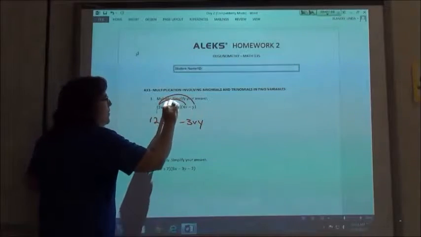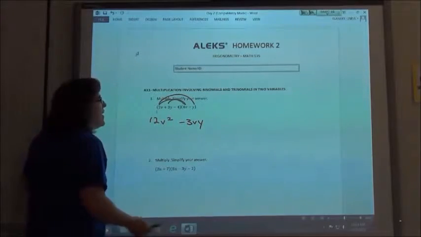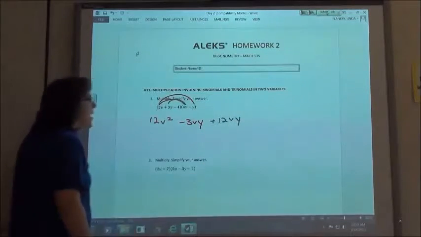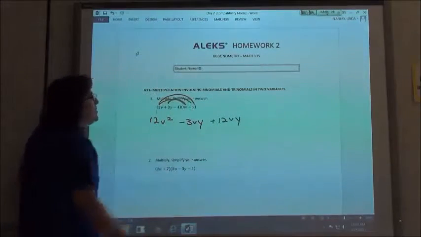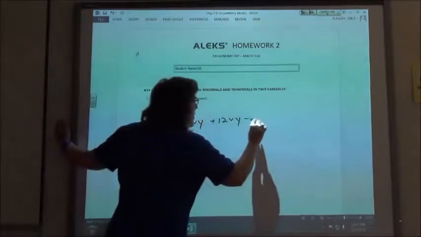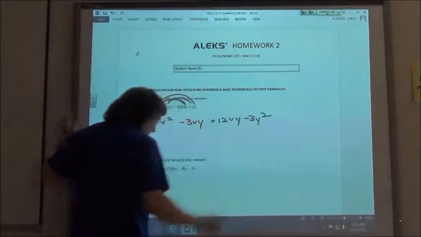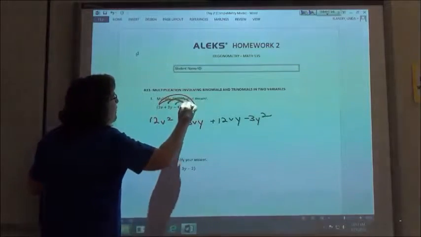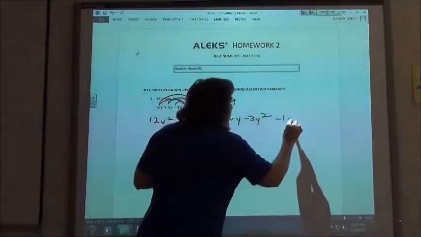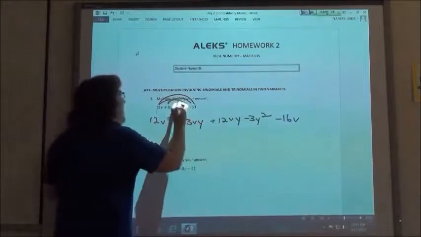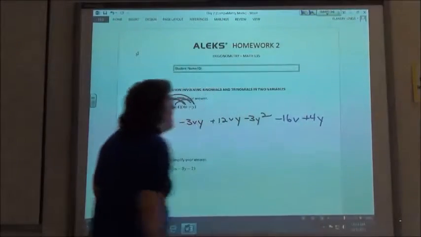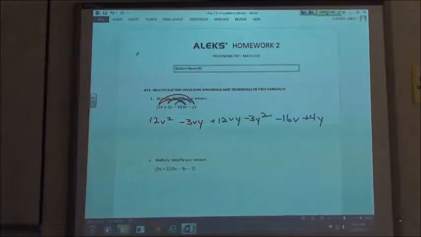Doing my middle term, 3y times 4v would be positive 12, and I'm going to write that as vy. 3y times a minus y would be minus 3y squared. And then I'm going to do my last term, which is the negative 4. Negative 4 times 4v would be negative 16v. Negative 4 times a negative y is a positive 4y. Then I'm going to go ahead and combine my terms.